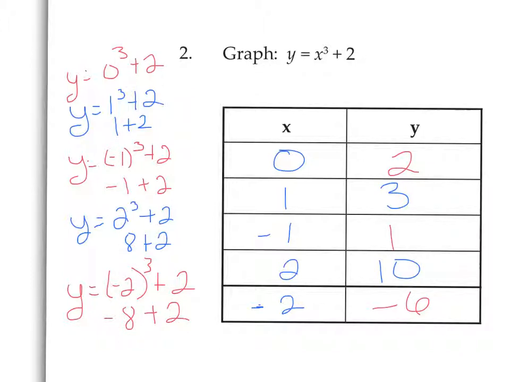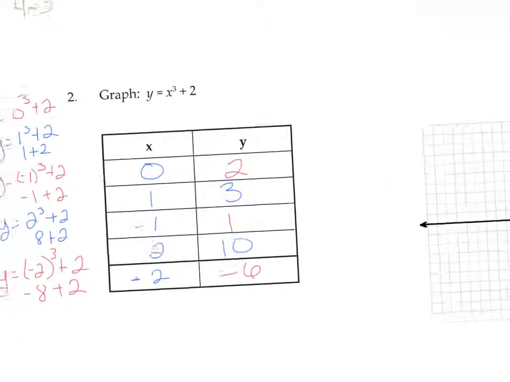Of course, always being careful with the signs. When we evaluate a variable that has an exponent on it, use the parentheses. The whole entire value of the variable goes in the parentheses. So when the variable was negative, this cube goes on the outside of the parentheses.